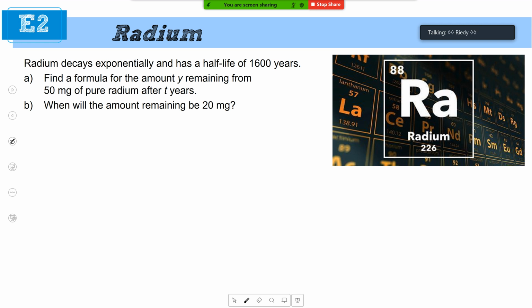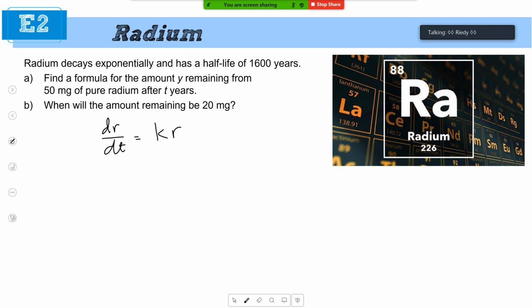Okay. And we're going to do the same thing that we did before. Radium decays exponentially and has a half-life of 1,600 years. Find the amount y remaining of 5 milligrams of pure radium after t years. When will the amount remaining be 20 milligrams? Okay, so its decay rate, dR/dt, is equal to k times R. The amount of radium over time is proportional to the value of radium. Okay, so again, k is our proportionality constant.